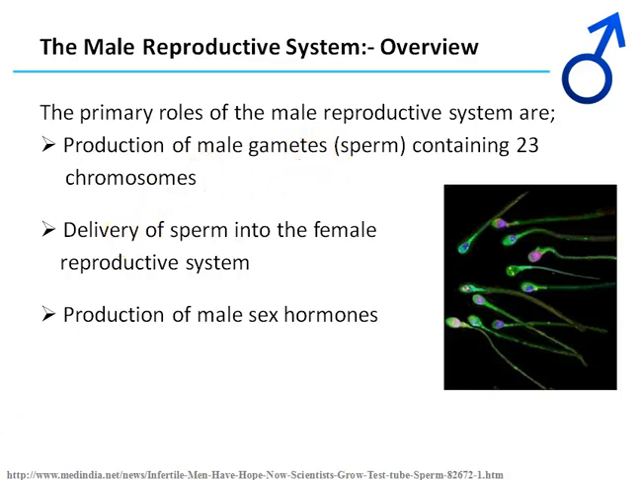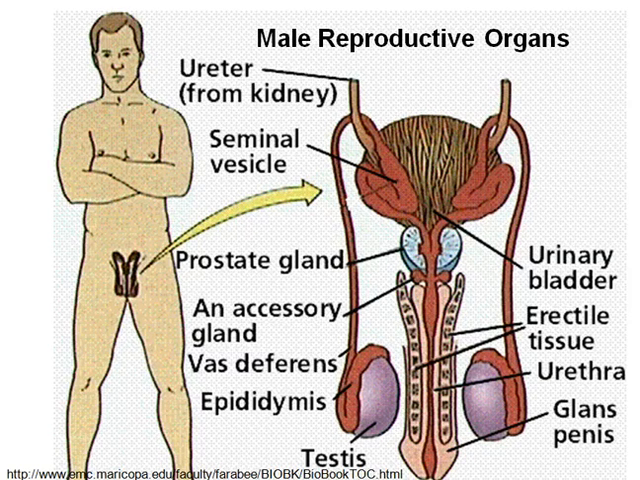The male reproductive system also has a range of structures to allow delivery of these gametes, the sperm, into the female reproductive system, where fertilization will occur. The male reproductive system, like the female reproductive system, also makes a range of hormones which are important for the reproductive process. This shows the major organs that we're going to look at associated with the male reproductive system, and I'll just provide a very brief overview now.